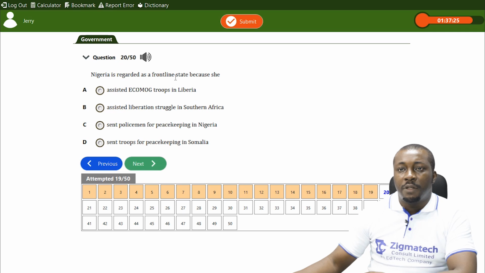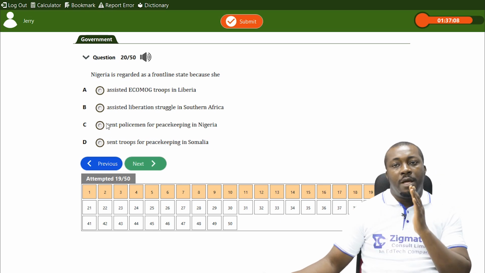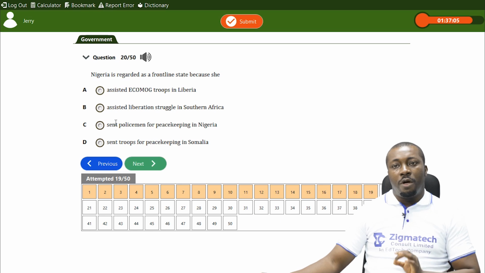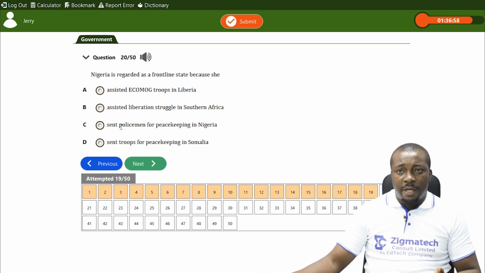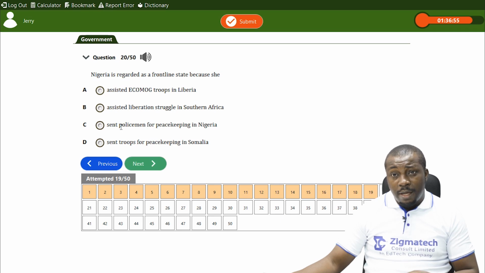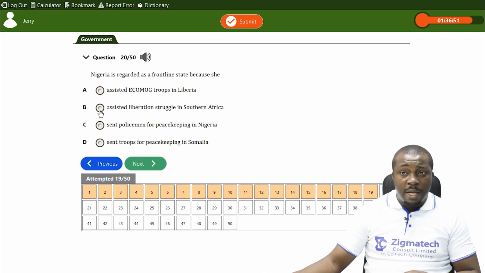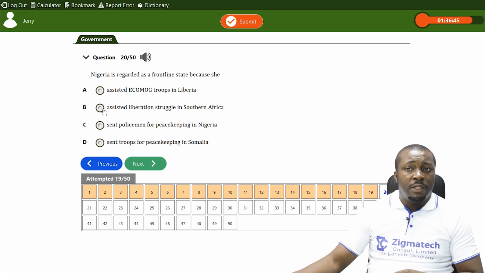Now, Nigeria is regarded as a frontline state because she is: A, assisting ECOMOG troops in Liberia? B, has assisted liberation struggle in South Africa? C, sent policemen for peacekeeping mission in Nigeria? D, sent troops for peacekeeping mission in Somalia? Now, Nigeria is regarded as a frontline state because of the fact that she championed the liberation struggle from white minority rule in South Africa. Nigeria did this in Angola. Nigeria did this in Rhodesia, now Zimbabwe. Nigeria also fought vehemently against the South African apartheid policy. So in South Africa, in their struggle for liberation against white minority rule, Nigeria played a crucial role.